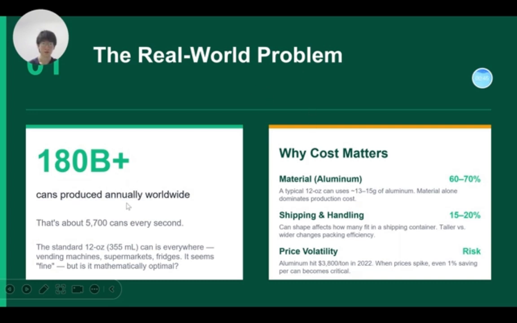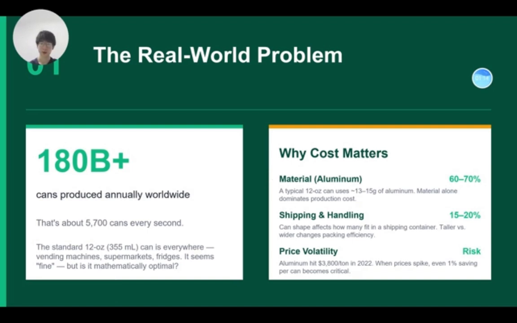Cans produced annually worldwide number about 118 billion. That's about 5,700 cans every second. The standard 355 milliliter can is everywhere: vending machines, supermarkets, fridges, and so on. So it seems fine, but we must consider whether it is mathematically optimal.